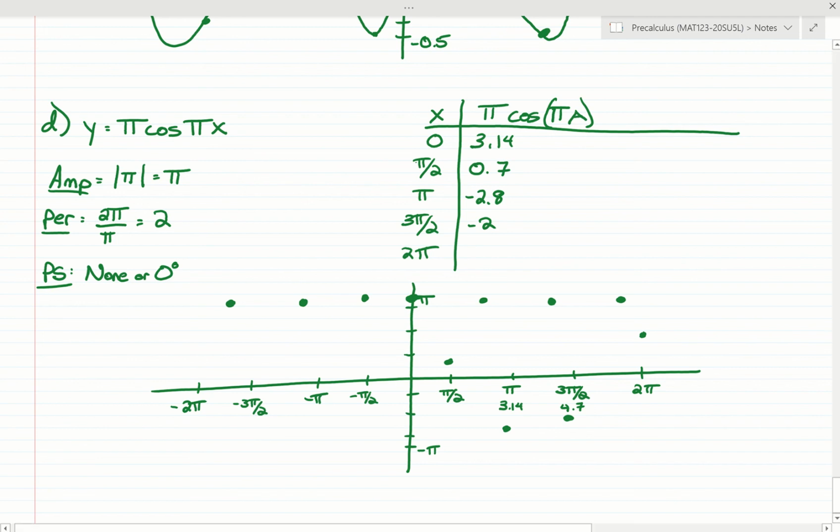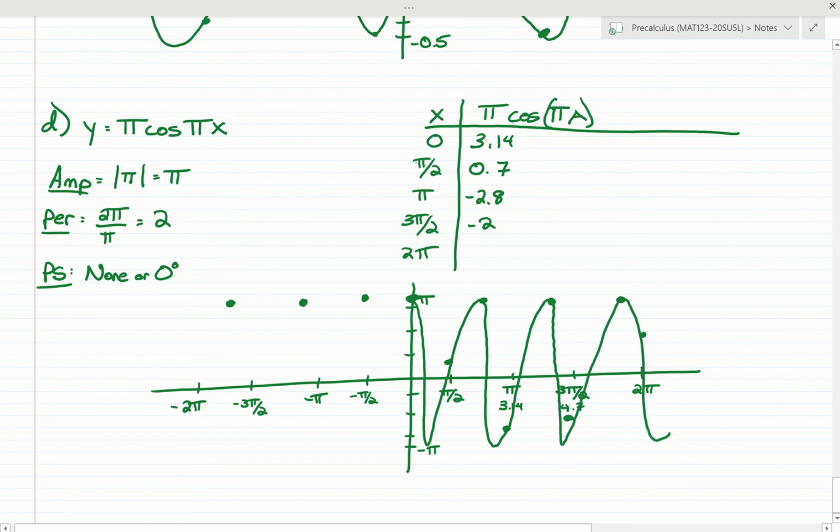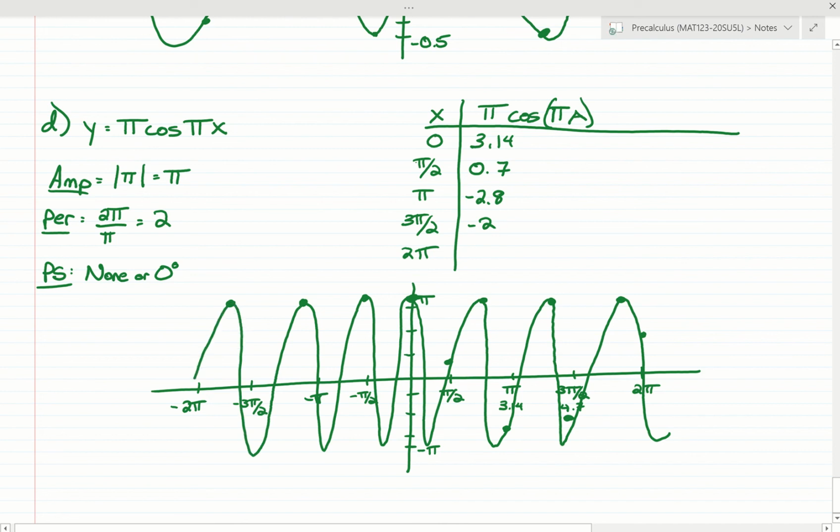All right, so let's connect the dots. And I think it'll look something like this. It doesn't have to be perfect, but that's what the graph would look something like. Now, we could do the same thing on the other side. We'll just kind of draw a rough sketch here. Something like that would be fine. All right, so that's how we graph trig functions, sine and cosine. Let's take a look at some other ones from a worksheet.